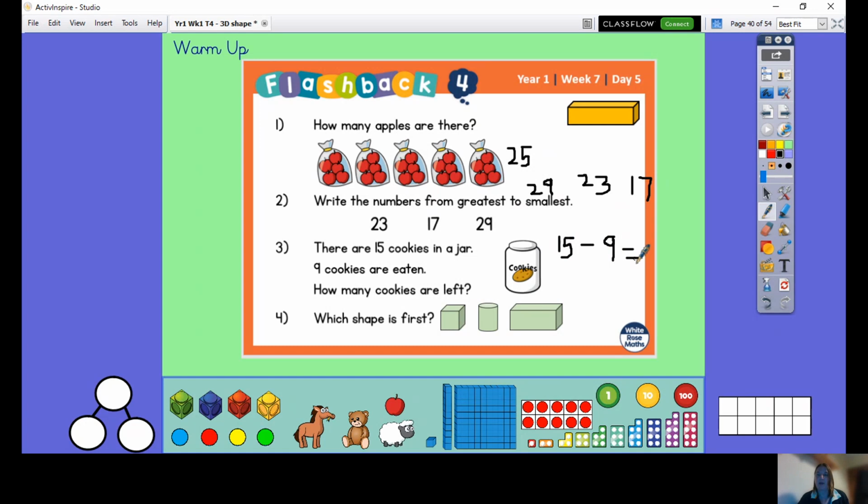So I'm just going to count backwards. I'm going to go 9, there's my 9, and I'm going to count backwards. 15, 14, 13, 12, 11, 10, 9, 8, 7, 6. Okay, and then what's this shape? This is a square. And what was this one? This is a cuboid. So well done if you got those correct.